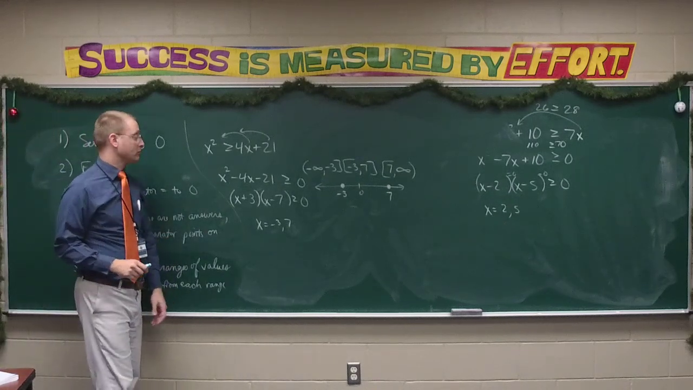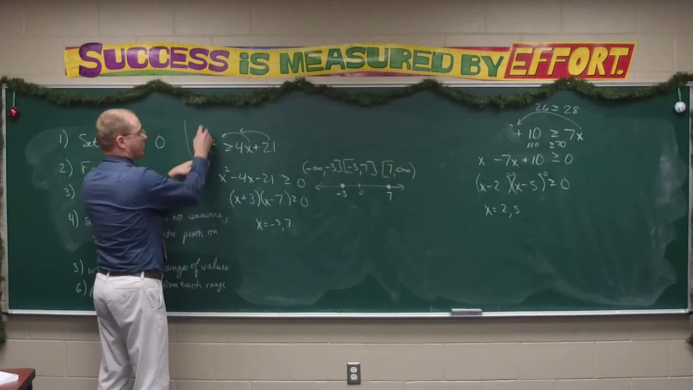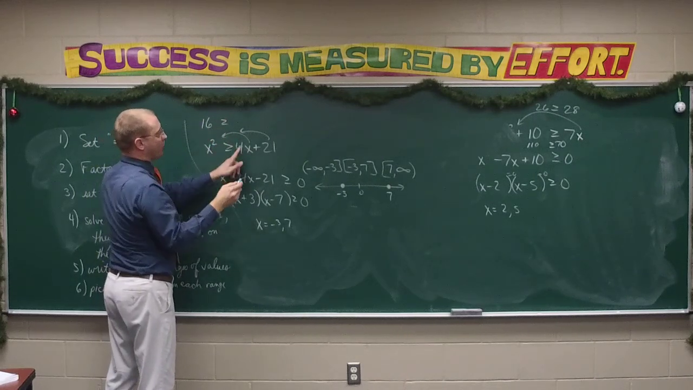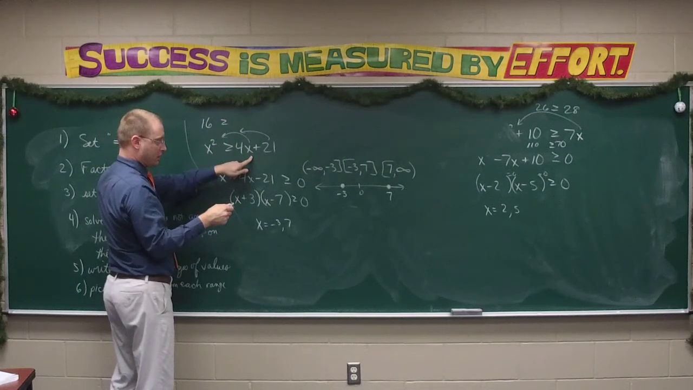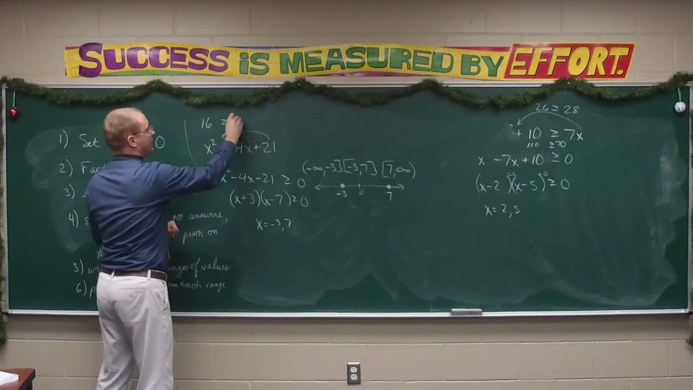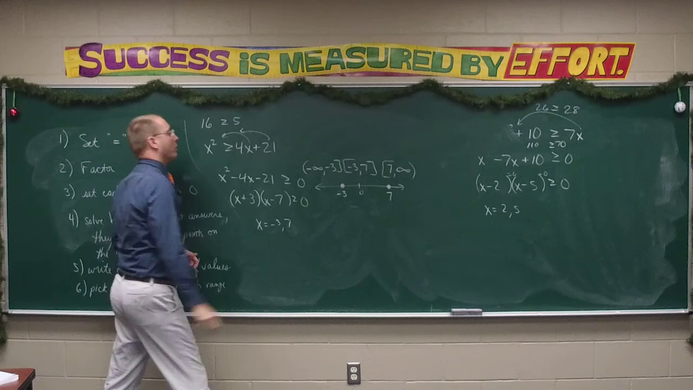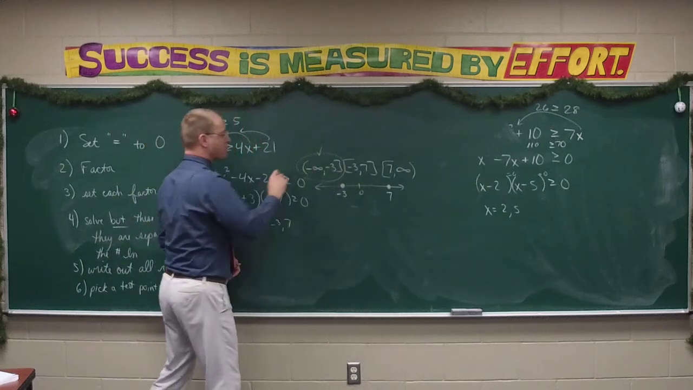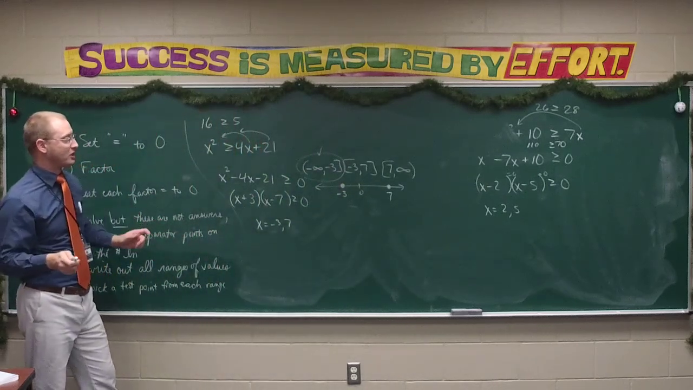We pick a random number smaller than negative 3. Negative 4. Okay, square of negative 4? 16. All right, 4 times negative 4? Negative 16 plus 21. Is 16 bigger than 5? Once again, our first range works. Does it always work? No, it just happens. Seems like it's happening too in these examples.